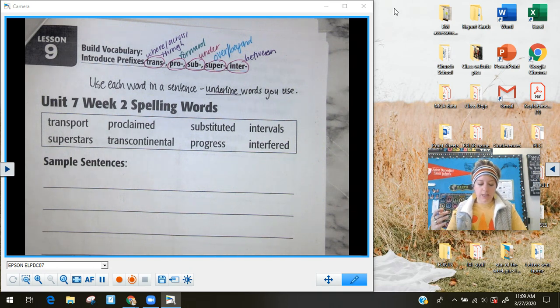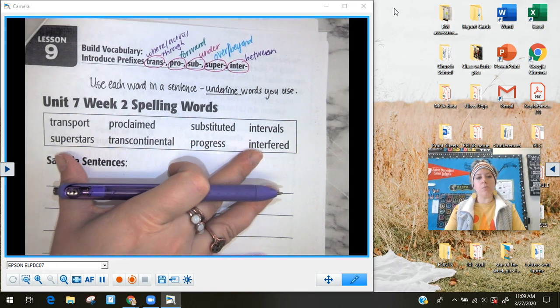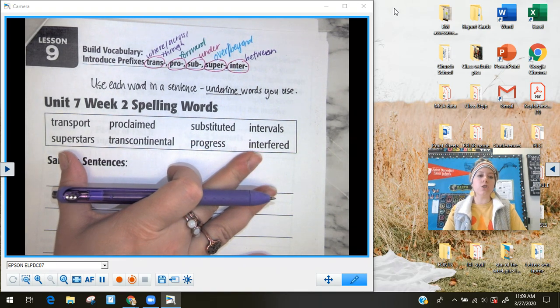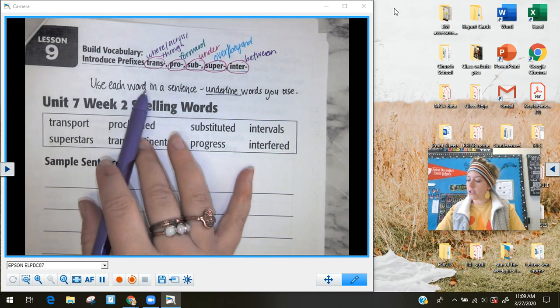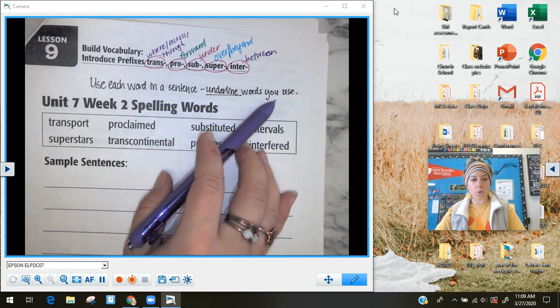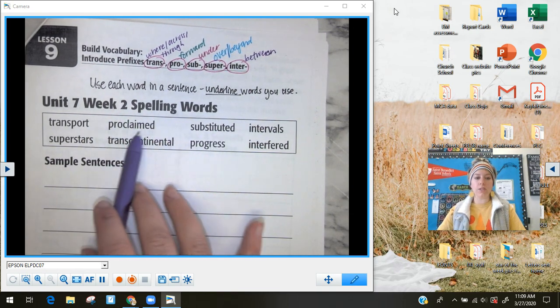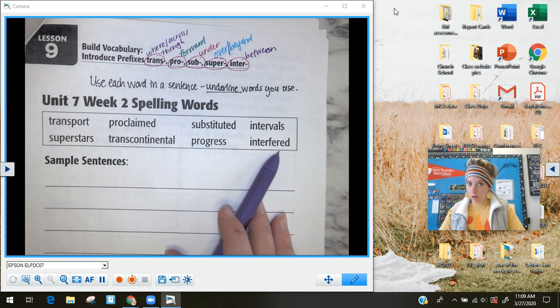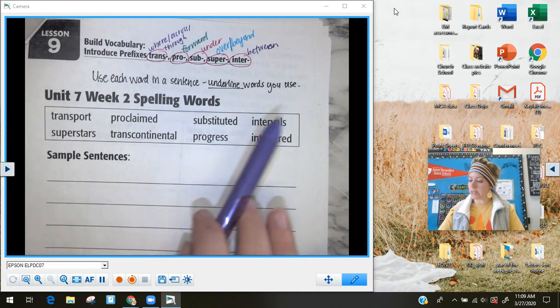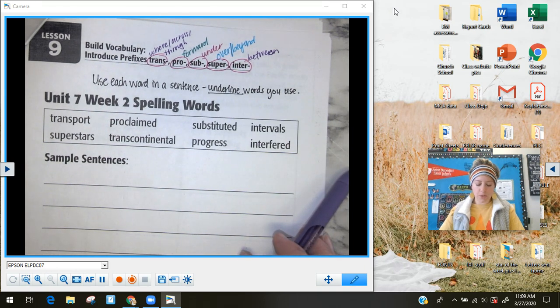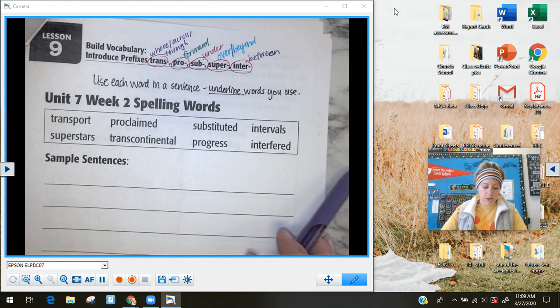So our job today is you are going to be putting these words into sentences. It says use each word in a sentence and underline the word you use. So we're going to be using all of these words in a sentence. Yes, all of them. This is your only lesson for today. 2, 4, 6, 8. It's only 8 sentences. You can do that. And then we're going to underline the word that we used.